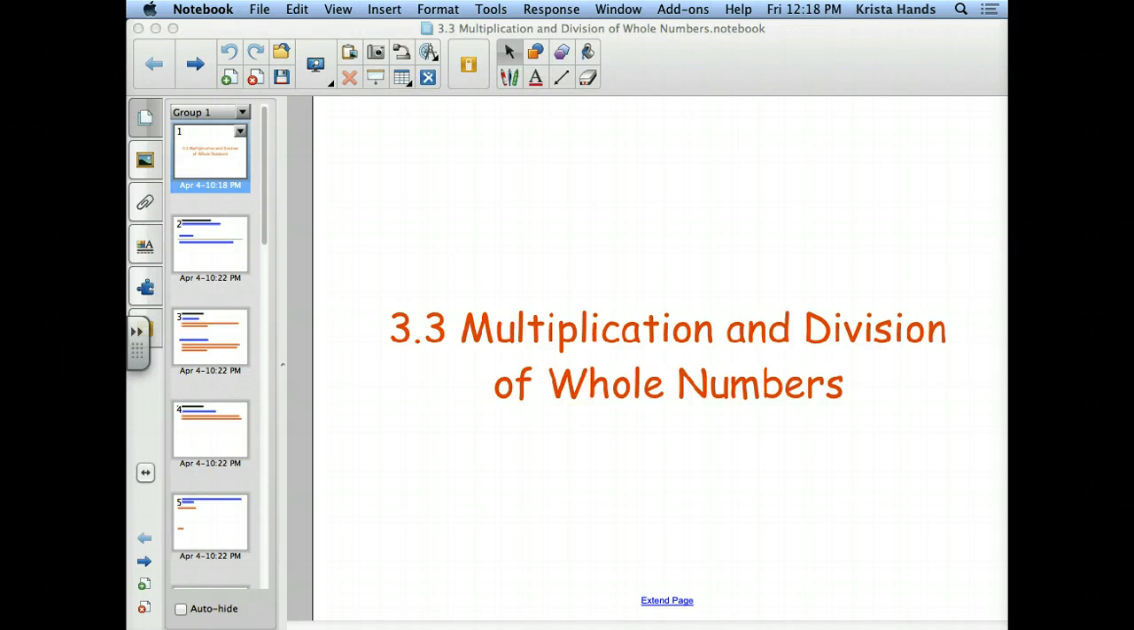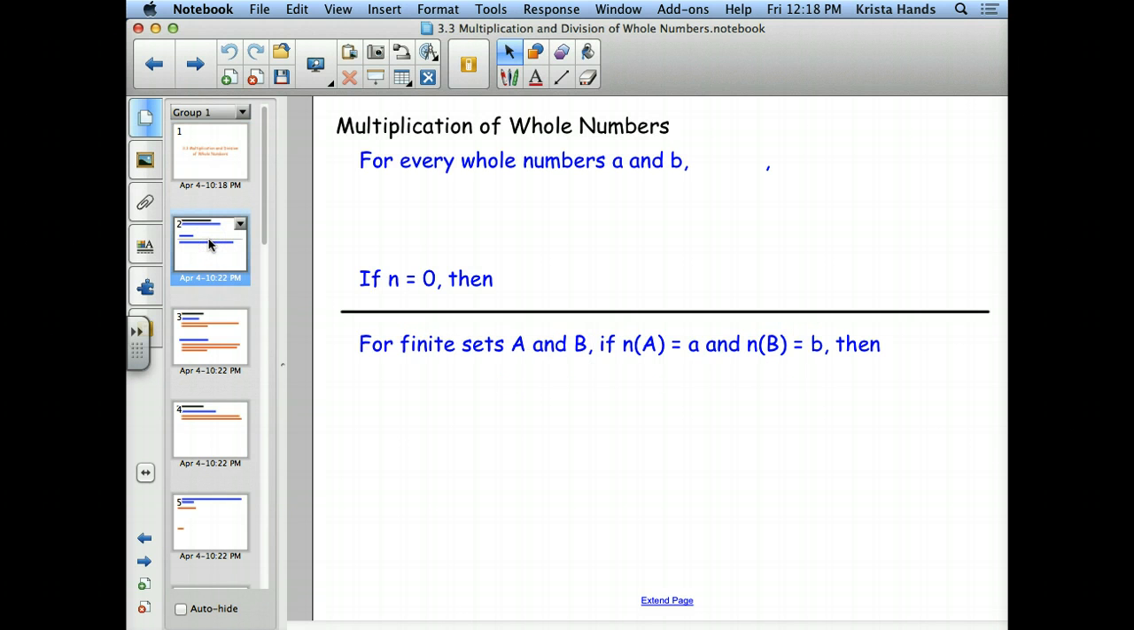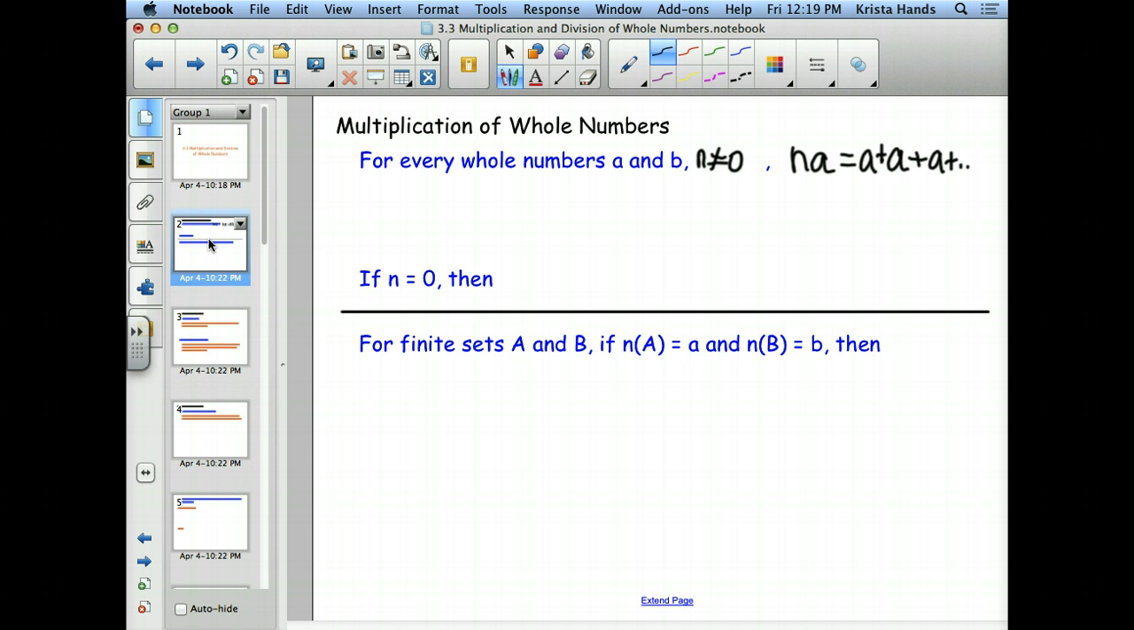Okay? So to start with, we're taking a look at what the definition of multiplication means. So this is multiplication of whole numbers. So if you have whole numbers A and B, and there's an n that's not equal to 0, and you have n times A, this means you have A plus A, n times.